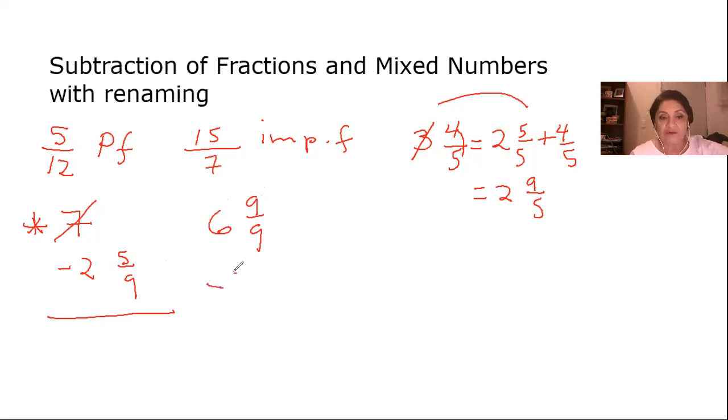Now I can subtract 5 ninths. So 9 minus 5 is 4/9. 4 ninths. 6 minus 2 is 4. So my answer when I subtract 7 minus 2 and 5 ninths is 4 and 4 ninths.